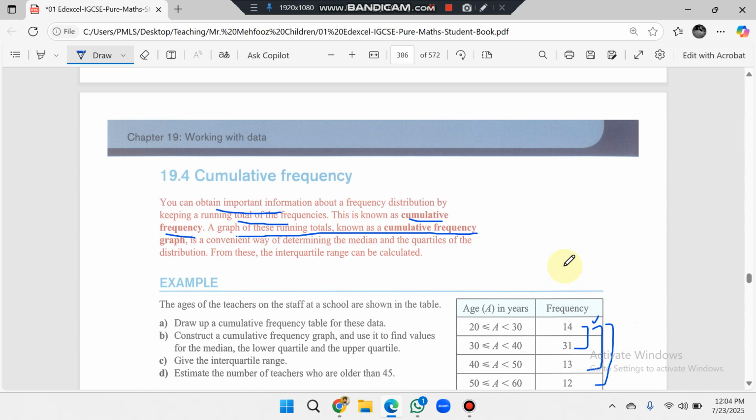It is a convenient way of determining the median and the quartiles of the distribution. From these, the interquartile range can be calculated. So this is important for finding the median as well as the interquartile range. And you have seen that for the interquartile range, first of all, you have to find the lower quartile, median, and then upper quartile. After finding the upper and lower quartile, then you can find the interquartile range, right?